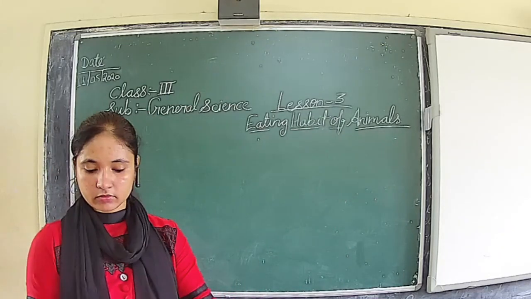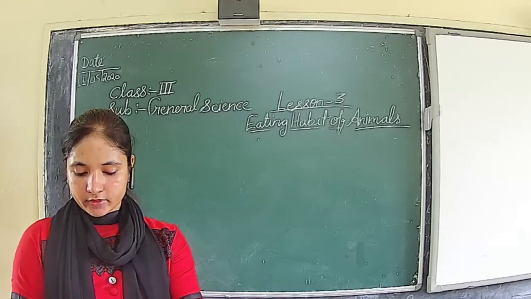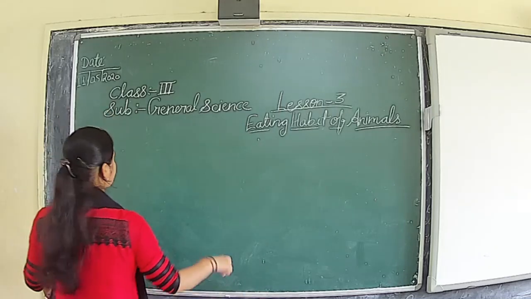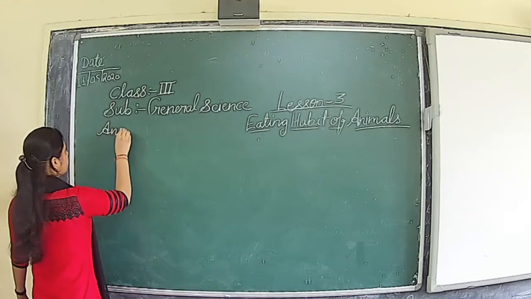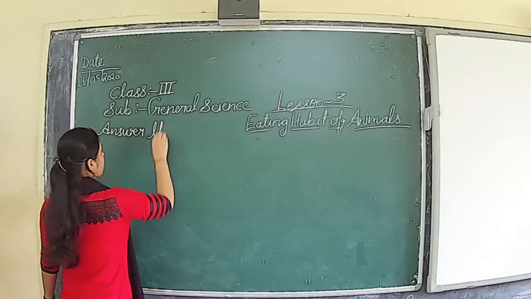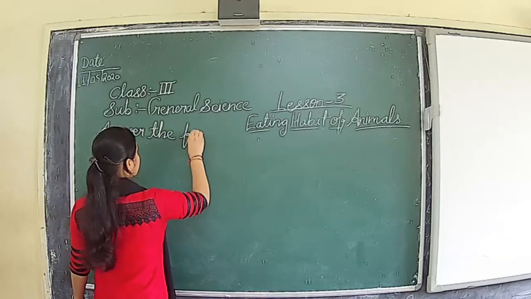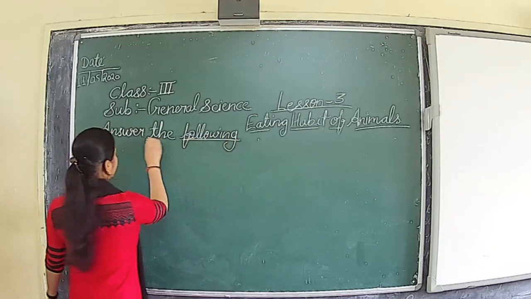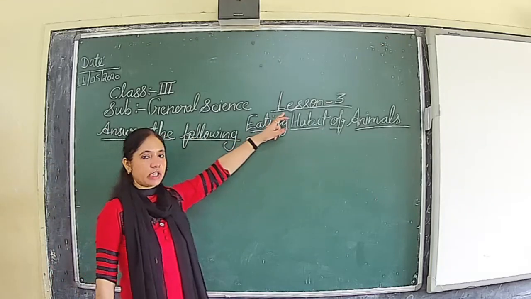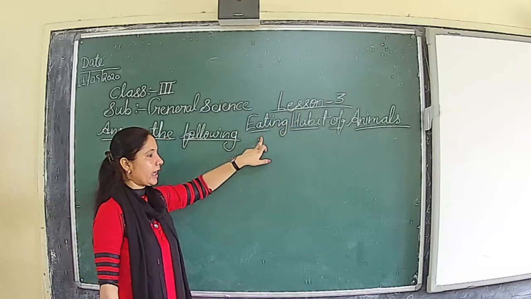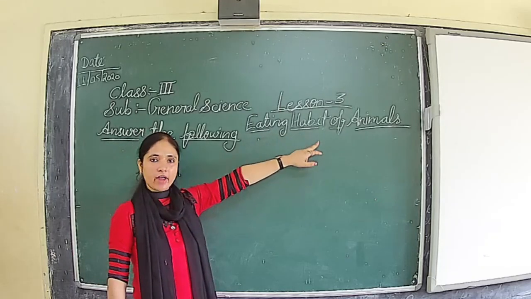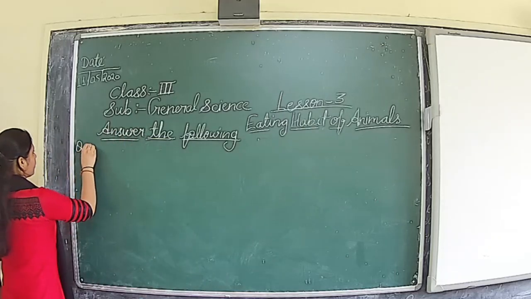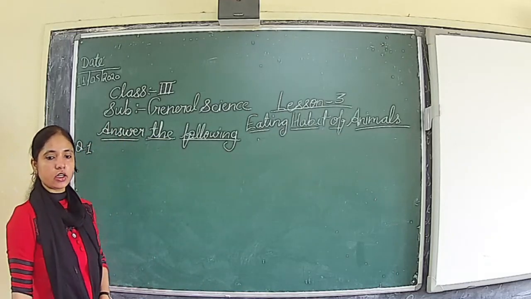So first, answer the following. In your notebook, how will you start writing? First, write the chapter or lesson 3. Then you have to write the heading of the chapter: Eating habits of animals. Then question number 1 is, what is cud chewing?